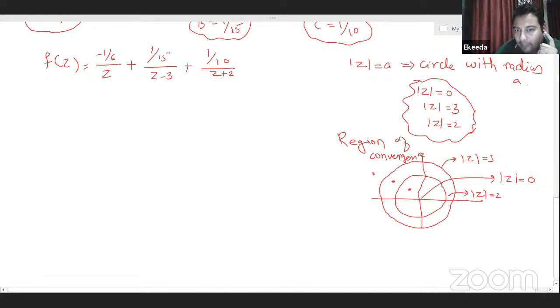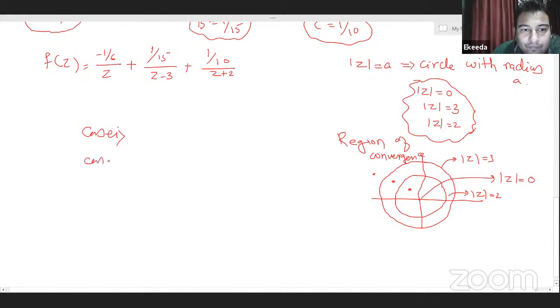A point may lie here, or a point may lie here. So what are the possibilities? A point may lie here, which means inside this smaller circle. What is the next possibility? A point may lie between these two circles, this one and this one. And what is the last possibility? Outside both the circles. So there will always be three cases.